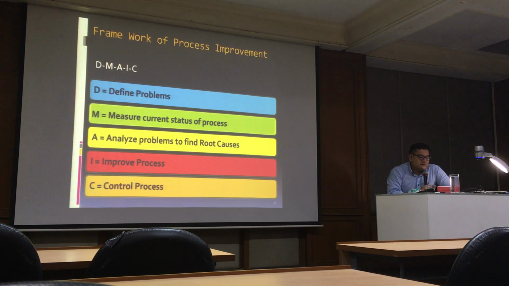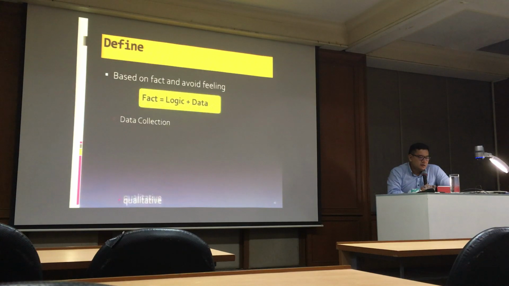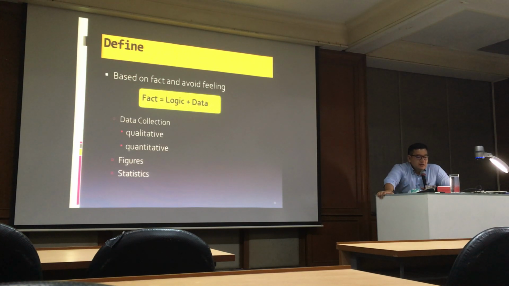So let's see the first one, which is about the define. So for the define problem, understand that everything is based on fact and avoid feelings. Fact means that you need to have the logic and you need the data. So based on facts, not feelings, because if you still remember before we had a break, feelings mean you think that it's going to happen this way or that way, or you think that it ought to happen, but you are not seeing the real one.